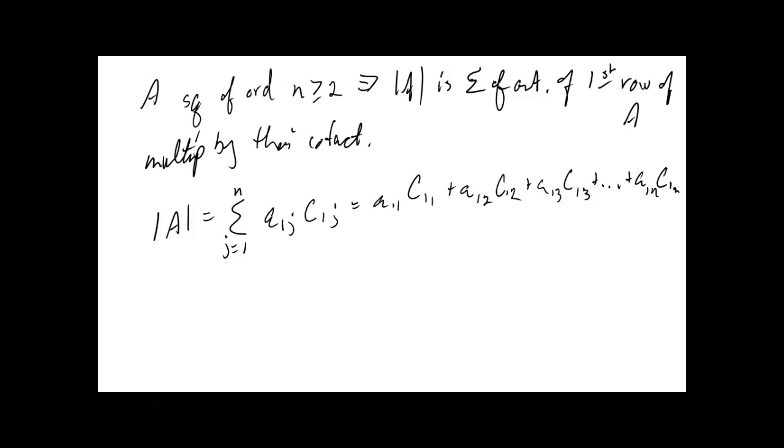Okay? We didn't show that it did, but we showed how to do the things for a 3 by 3. When you use this definition to evaluate a determinant, you're expanding the cofactors in the first row.